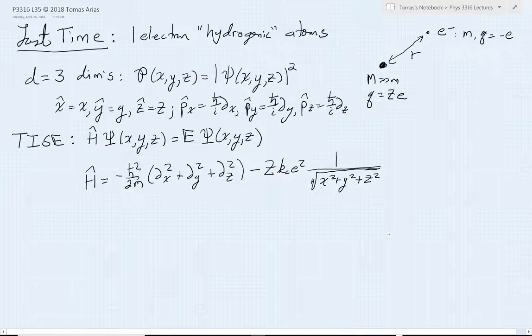Last time, we began our study of the one electron, or so-called hydrogenic atoms, where we have a nucleus and an electron, the electron with its mass lowercase m and charge minus the fundamental charge, and the nucleus, which has a much heavier mass, much greater than the electron mass, which then had a charge which is positive some integer number of nucleons, the atomic number Z, times the fundamental charge.